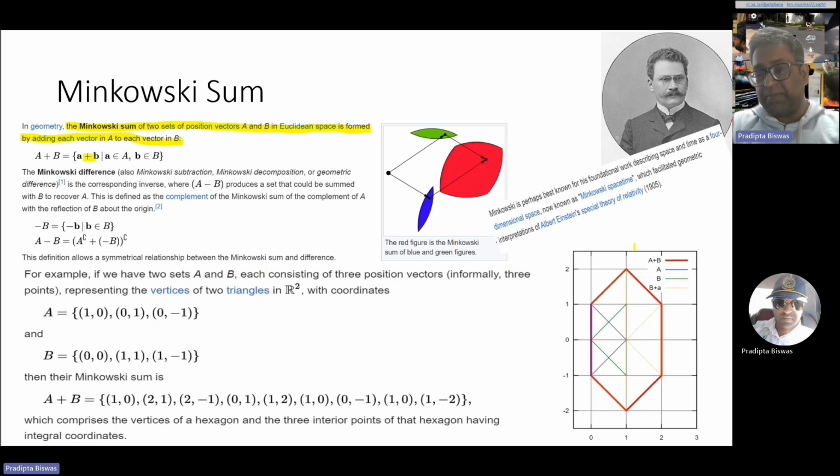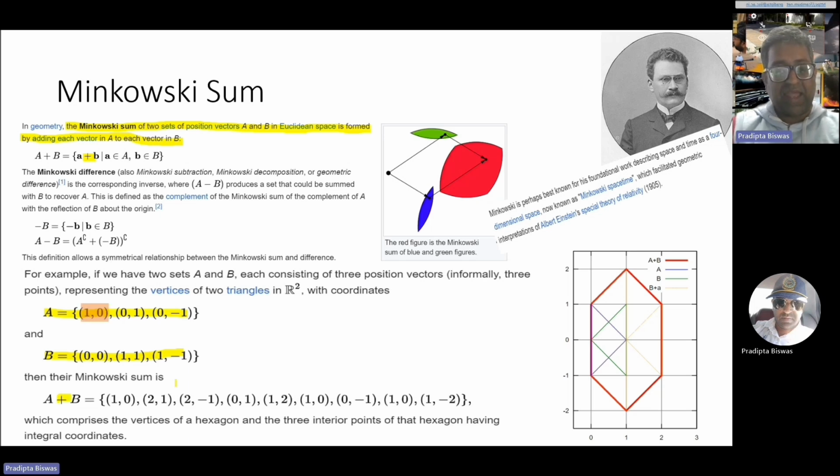So this is a more concrete example, and I hope that your confusion about how we get this higher dimensional space will be further clear. Here, say we have the position vectors A: 1 0, 0 1, 0 minus 1, and B: 0 0, 1 1, 1 minus 1. And how can I get the Minkowski sum? Here this plus denotes the Minkowski sum, not our general addition.